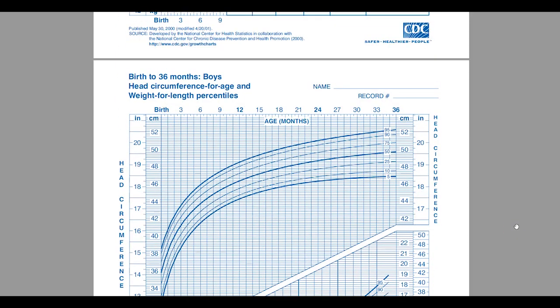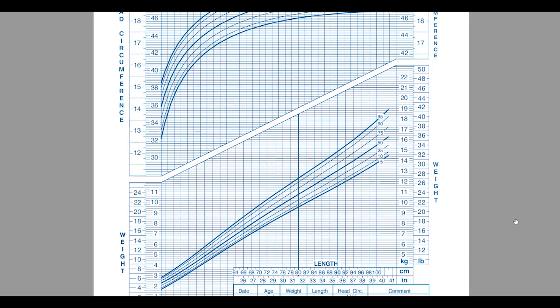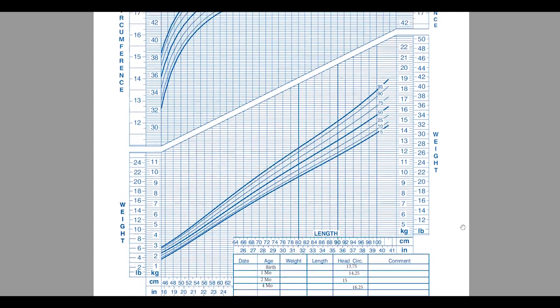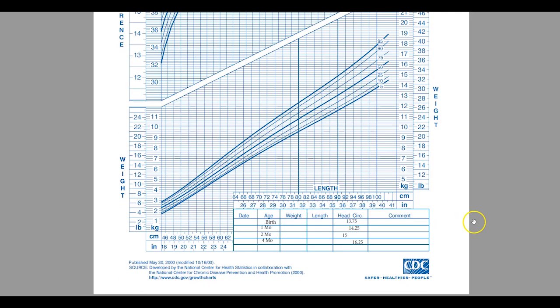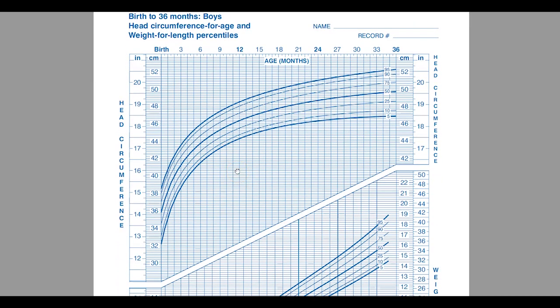And then on the boys' head circumference chart, and this would be the same for the girls' head circumference chart, you would plot in the same way. So I put some numbers in down here for head circumference. We have at birth 13.75 inches, and so we would go down here to the birth line. Over here is half inches, over here is quarter inches, so here would be 13 and a quarter, 13 and a half, 13.75, so birth would be about there.